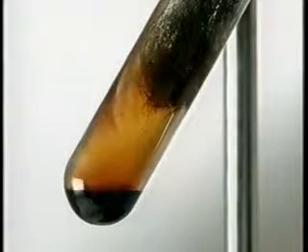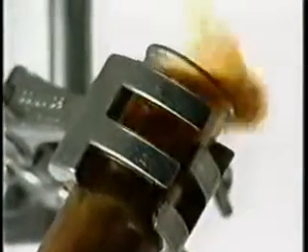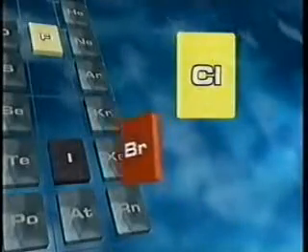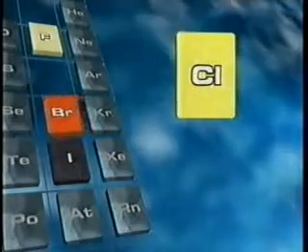Put bromine in the tube instead of iodine, and it immediately vaporizes. Again, the iron wool needs heating, but not as much. This time, there's an easily visible reaction. A mixture of unreacted bromine and brown iron bromide pours out of the tube. Bromine is more reactive than iodine. It's above iodine in the periodic table.